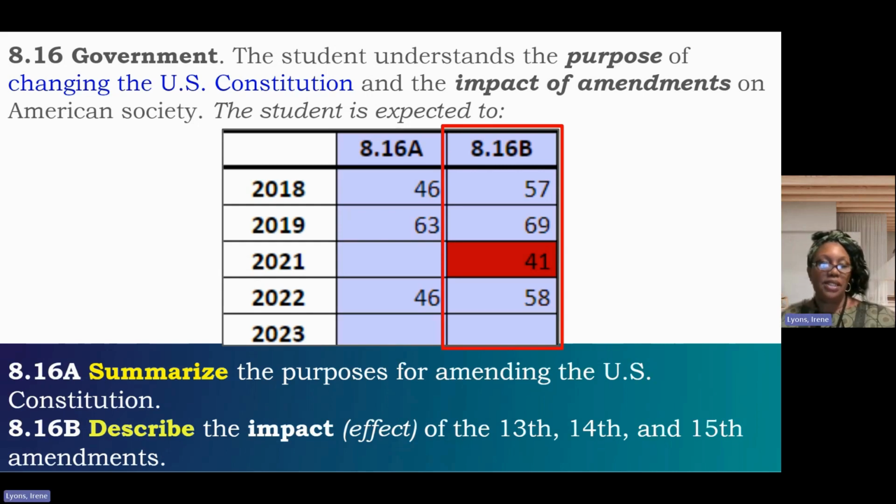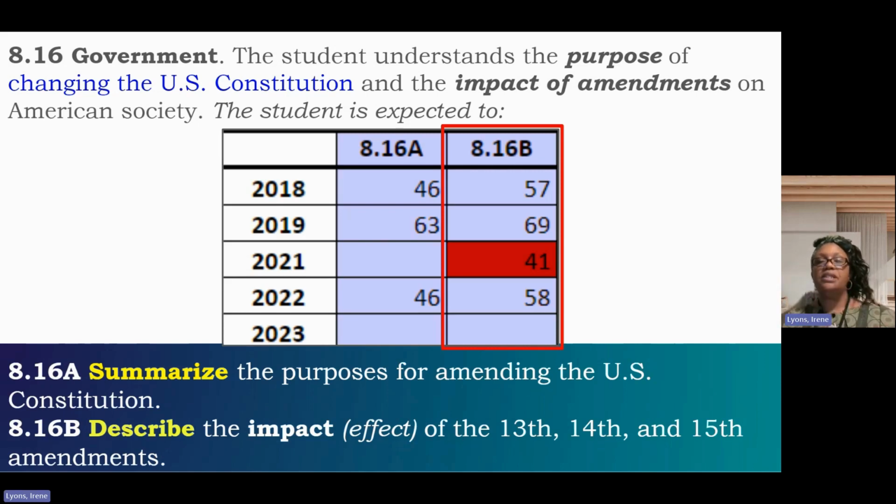And according to 8.16B, during the Reconstruction period, students need to be able to describe the impact or the effect that the Reconstruction amendments had on society. The 13th, 14th, and 15th Amendments, the Reconstruction Amendments. It's not enough for students to remember the cute anecdote that we tell them, free citizens vote. They need to understand not only that, but how these newly gained rights impacted society.